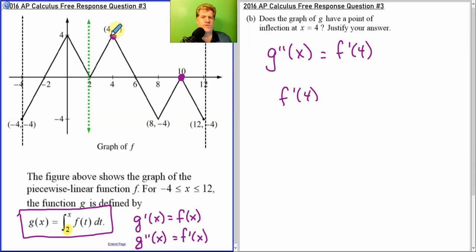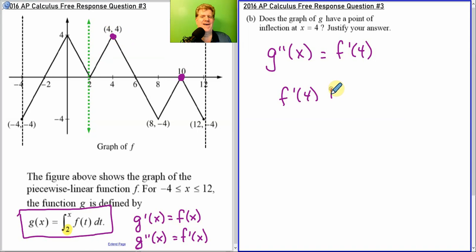Well, is the slope 0? No. What is the slope? The slope does not exist. The slope doesn't exist because you can't go from a positive slope instantly to a negative slope. There's no derivative at a point or a cusp. So f prime of 4 does not exist. So therefore it's a candidate for potential point of inflection.